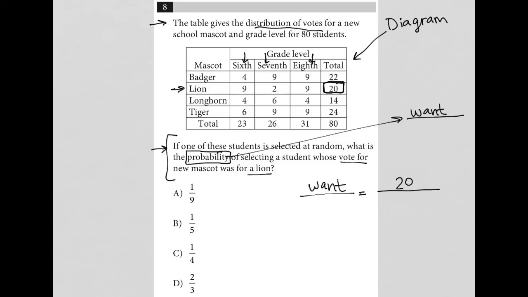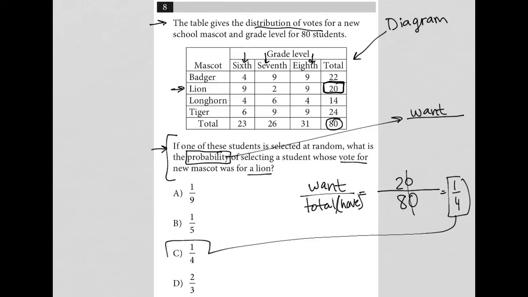My denominator is the total that you're choosing from, right? So I'll say total or have. So there were a total of 80 students, right? So out of the 80 students, 20 of them voted for lion. So when I simplify that fraction, 20 over 80 is really like 2 over 8. And 2 divided by 8 is the same as 1 over 4. So the answer to my question here is choice C.